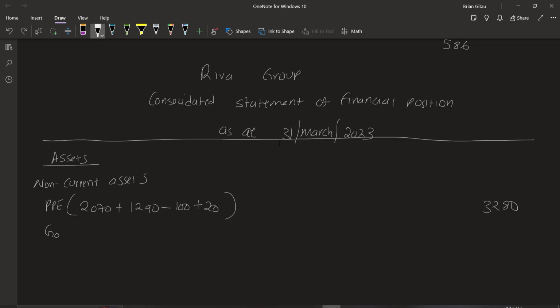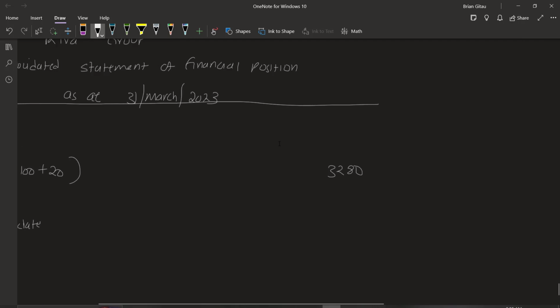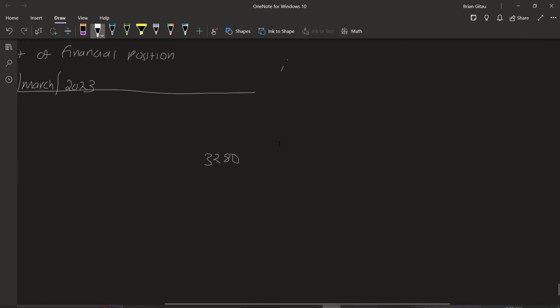Again, we need to calculate the goodwill and the investment in associate. So let's do our working here on the side for the balance sheet. Working number 1, we have goodwill. From the additional information, we saw that goodwill will be using the proportionate method, and that was information number 2. The group policy is to measure the controlling interest at the proportionate share of net assets of the subsidiary at the date of acquisition.